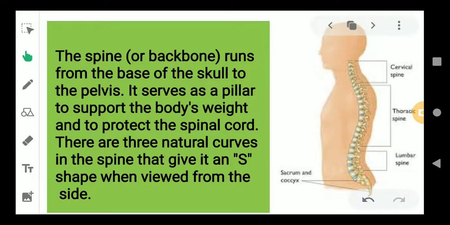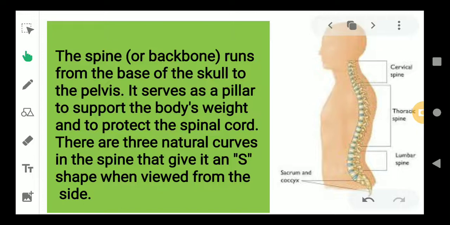Next important thing is that there are three natural curves in the spine that give it an S shape when viewed from the side. Here we are viewing the person from the side. Here you can see three curves. Here there will be one slight curve. Everybody notice, in the neck region there is a slight curve. Here is the next curve. Here you can see another curve, and this is the third curve.